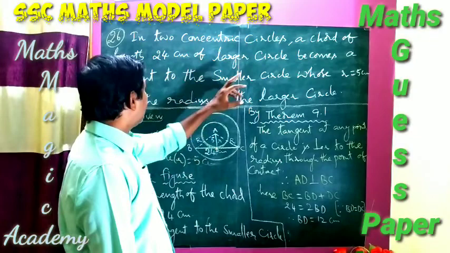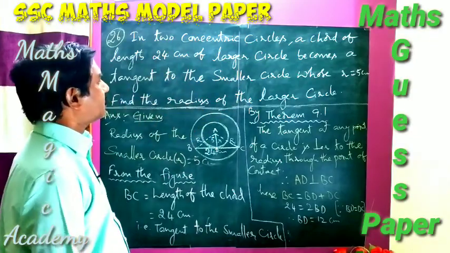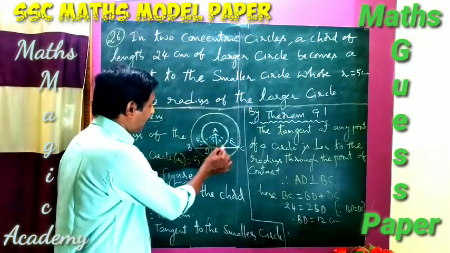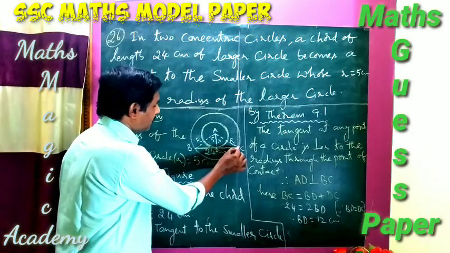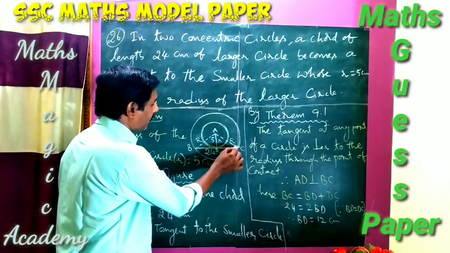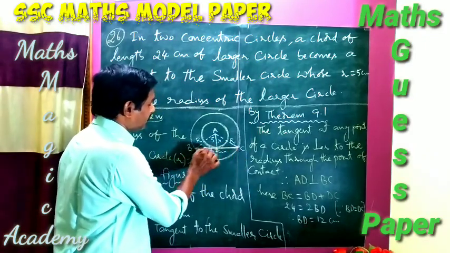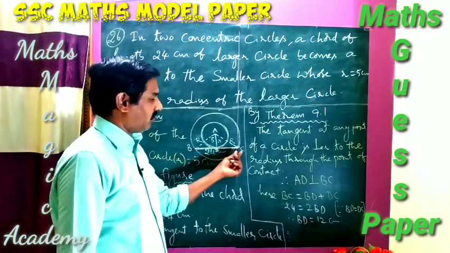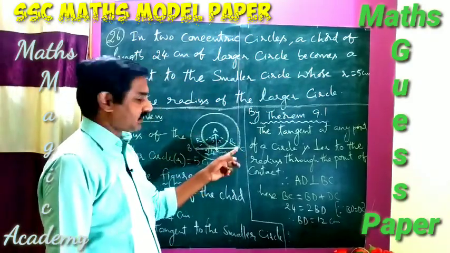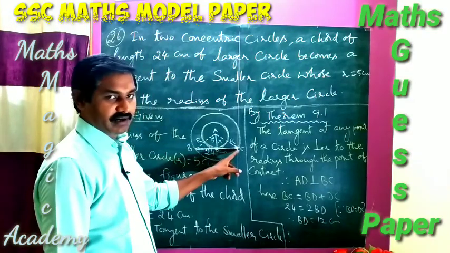And what is given? A chord of length 24 centimeters of the larger circle. So here I drew BC. This BC is nothing but a chord of the larger circle. In the larger circle, BC becomes a chord.